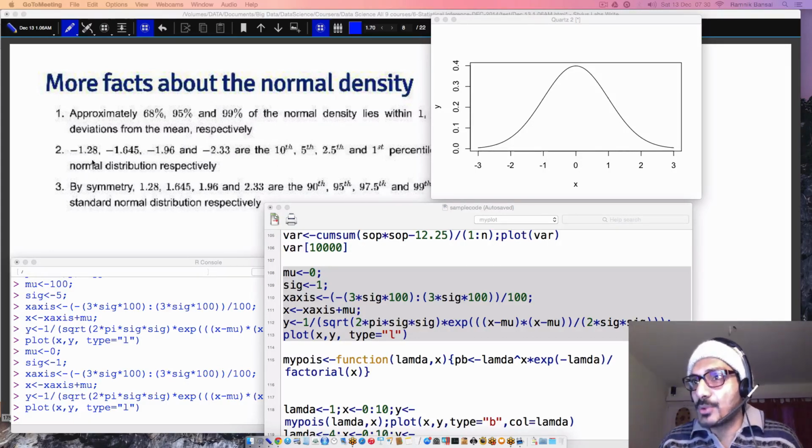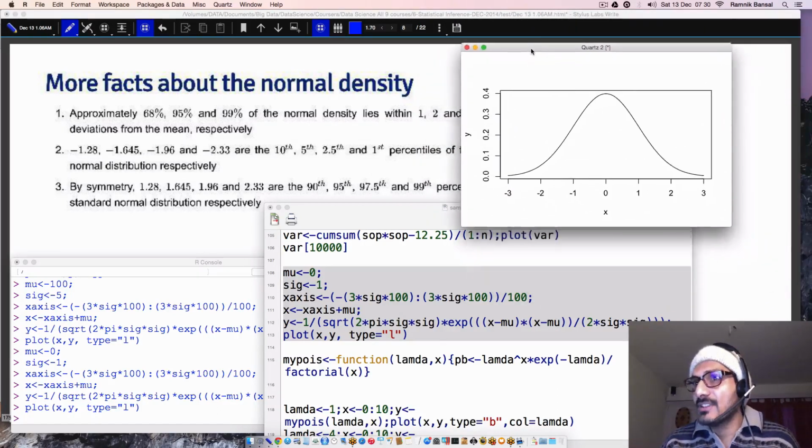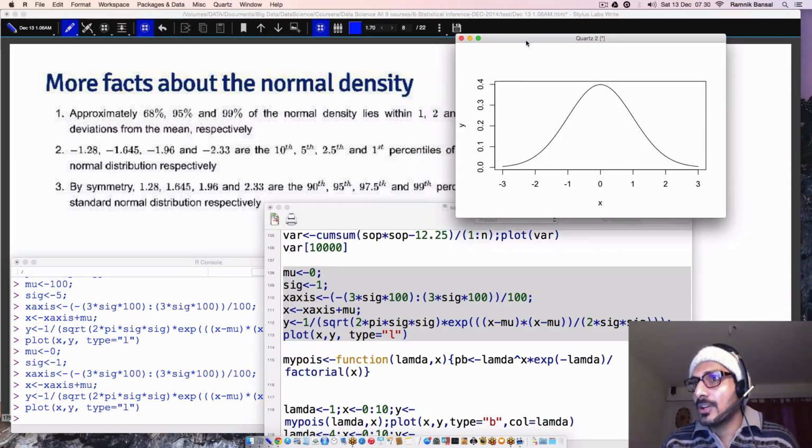And then the next thing is, he's saying some of the values. He's saying -1.28, -1.645, -1.96, and -2.33 are the 10th, 5th, 2.5th and 1st percentile of the standard normal distribution. Okay. So what does that mean? What is the value at which you get the 10th percentile? And then 5th percentile, 2.5th percentile. Okay. Let's look at this.